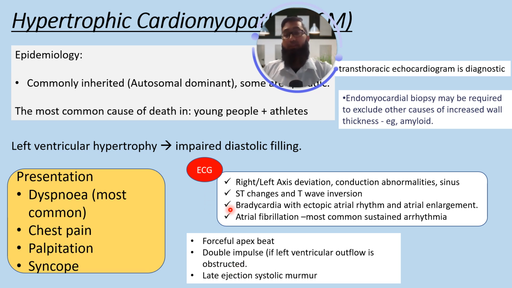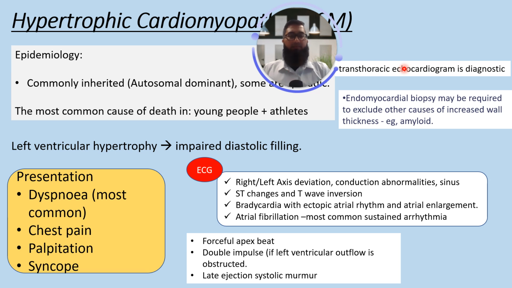The most important thing is that it's going to be a young person or an athlete, and then them having shortness of breath, dyspnea, chest pain. They're going to have some ECG changes, and they might tell you there's a forceful apex beat or an ejection systolic murmur. If they have given you enough information, the diagnostic test is transthoracic echocardiogram.